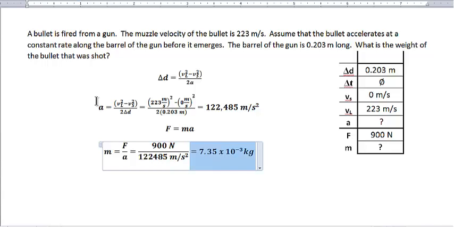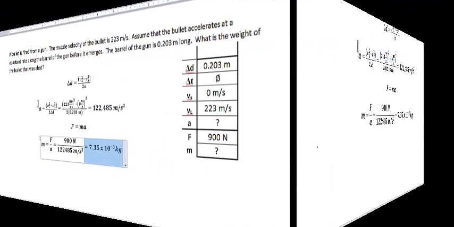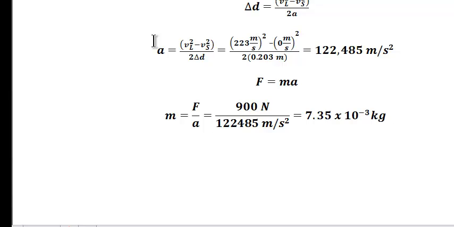That is the mass of the bullet. There's 1,000 grams in a kilogram, so that would be 7.35 grams, which is about right for a bullet. Okay, well, that's almost what we need. We're not quite home free, because it asks for the weight of the bullet, not the mass of the bullet. So to figure out the weight, we need Newton's second law.